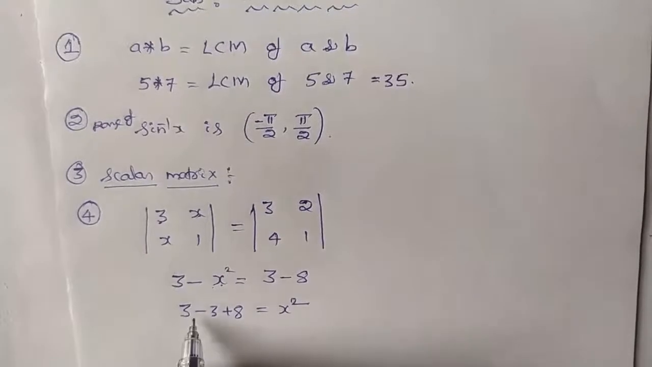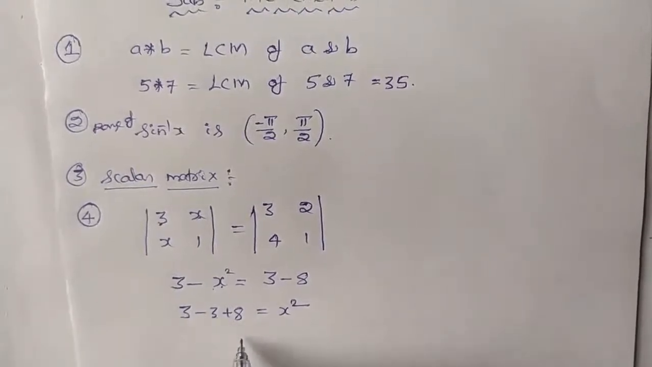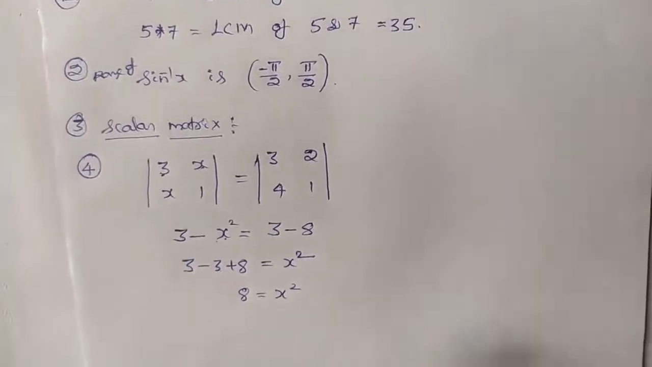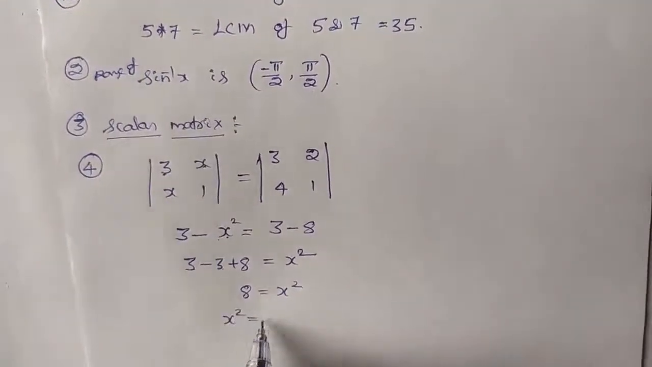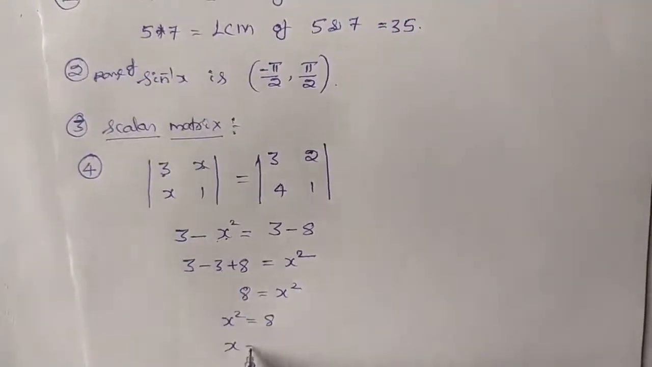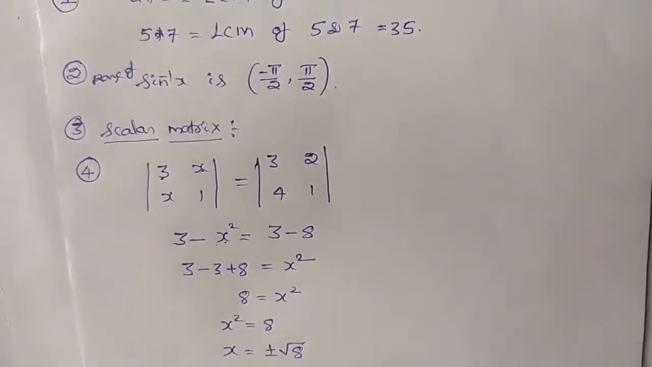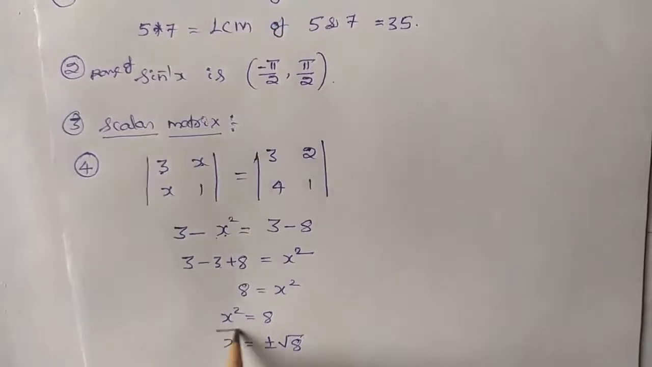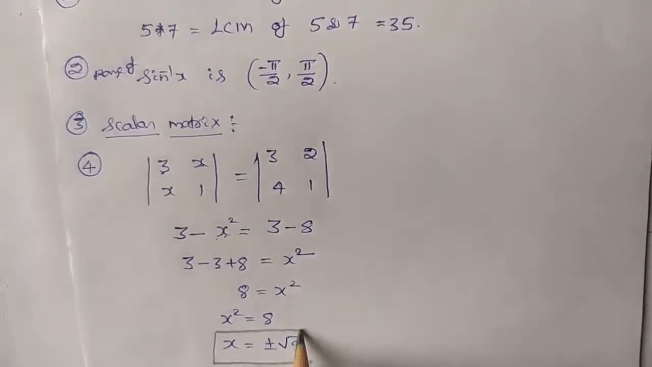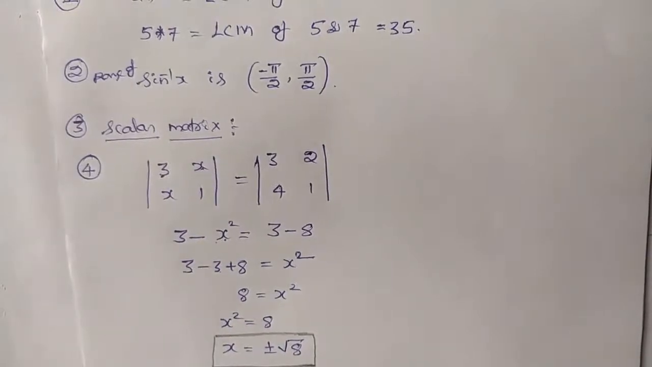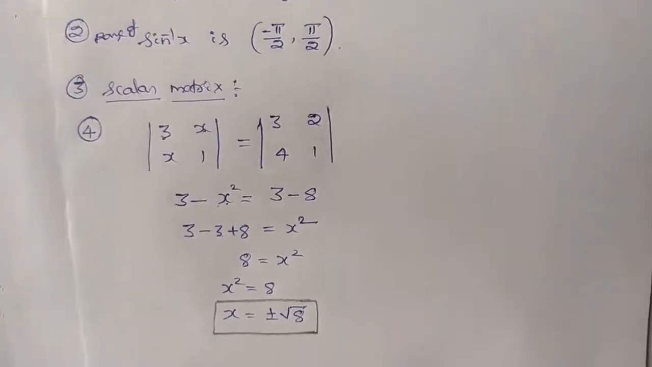Therefore that will be x square. So 3 minus 3 is 0, 8 equals x square. Therefore x square is equal to 8. We want x, so x equals plus or minus root 8. Therefore plus or minus root 8 is the value of x. Hence it is the solution for the fourth question. See the fifth question.